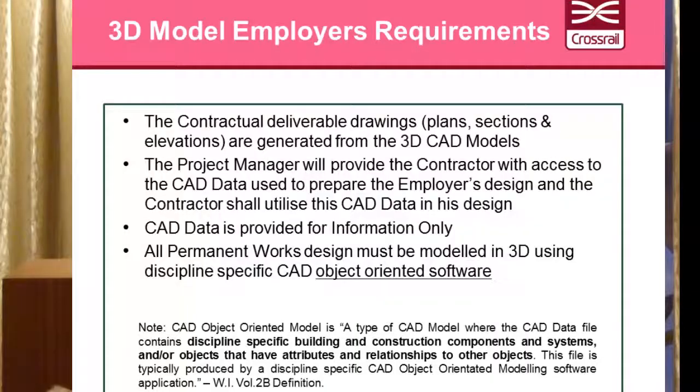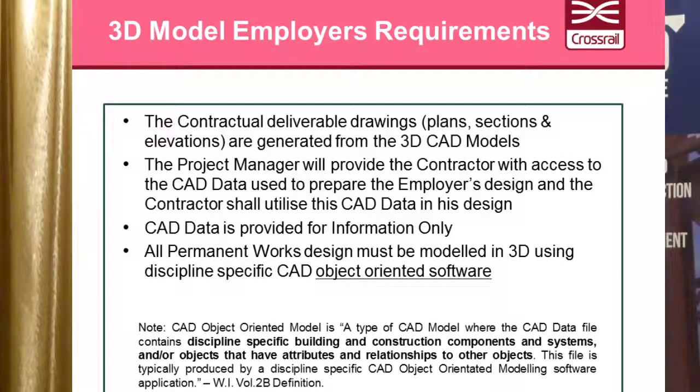So the first part, 4D, as you probably all know, is 3D. Although it must be said that we do sometimes use 2D data as well, and we have been successful in using that. But Crossrail is a 3D job. All permanent works have to be modelled within 3D object-orientated software. And we have a whole team that is purely there to verify and enforce these requirements.